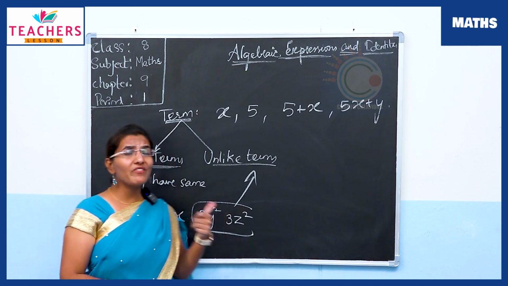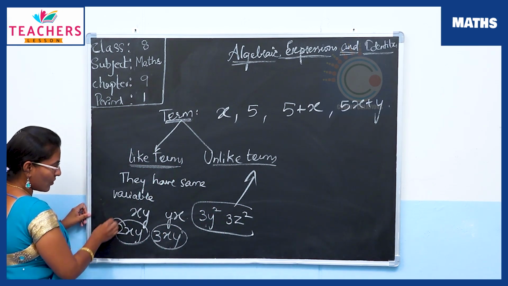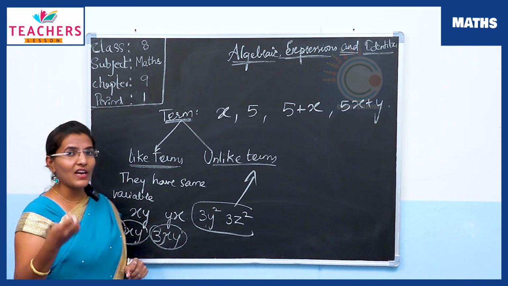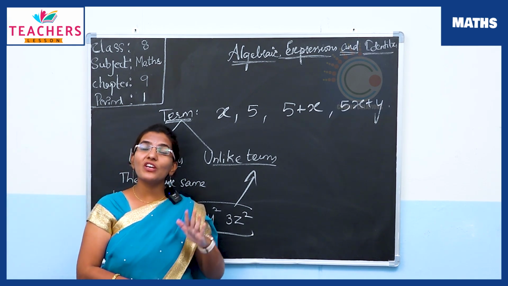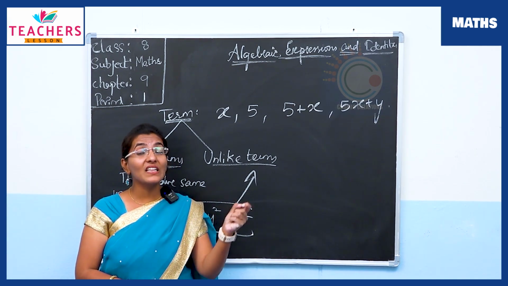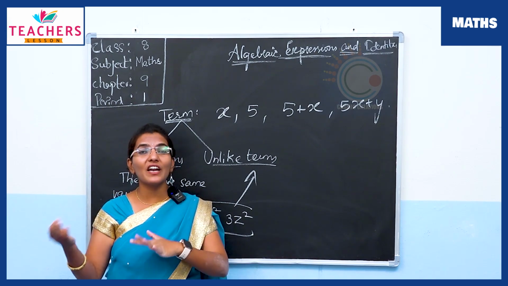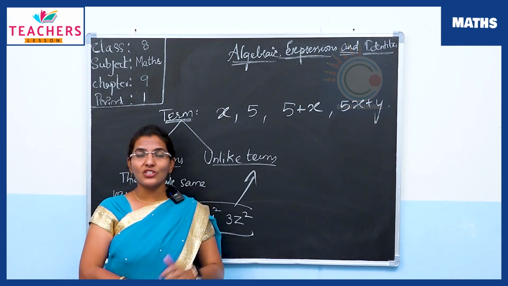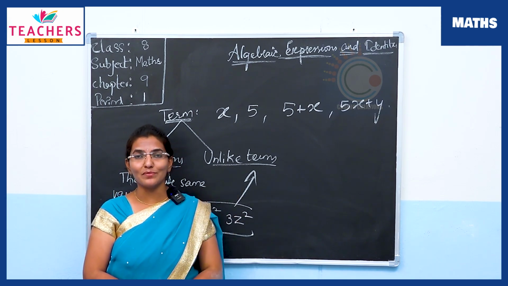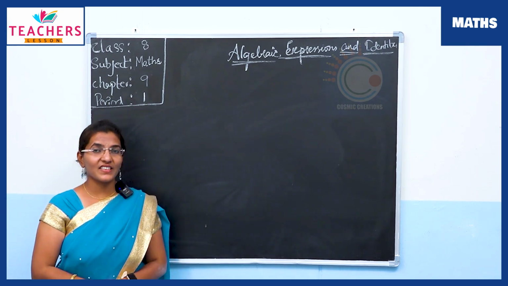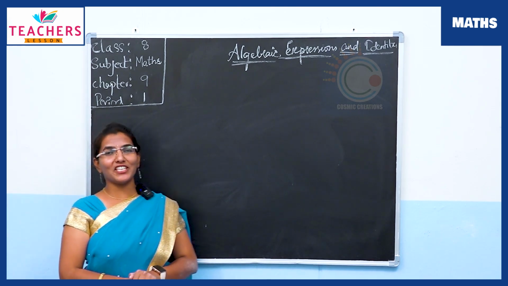Clear, right? Whatever the coefficient be, the variables should be the same in like terms, and the variables are different in unlike terms. So this is all about the terms. Clear? Next, now let us know about the expression.